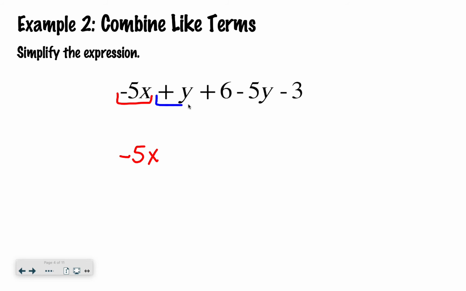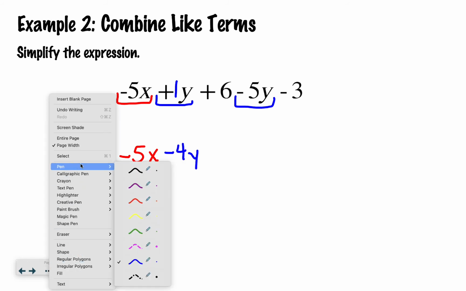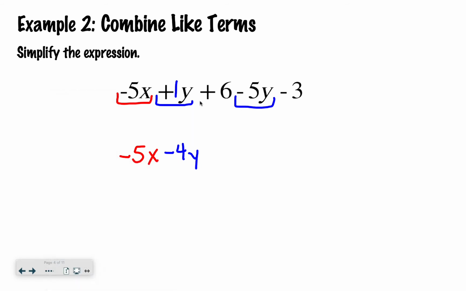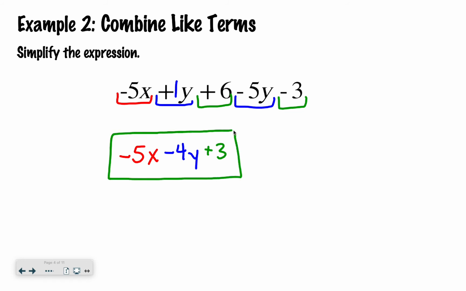I have a positive y here, which there's no number in front of the y, so it's a 1. And then I have a negative 5y. So what's 1y minus 5y? That would be negative 4y. All right, and then I have a positive 6 and a negative 3. So 6 minus 3 would be plus 3. And that would be my final answer.